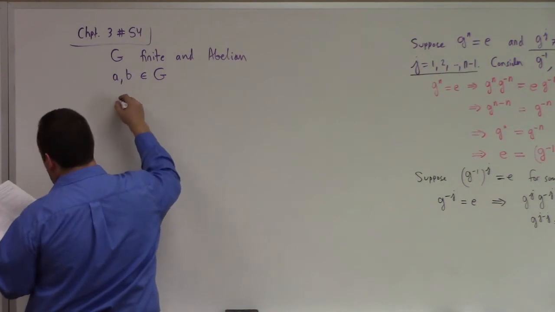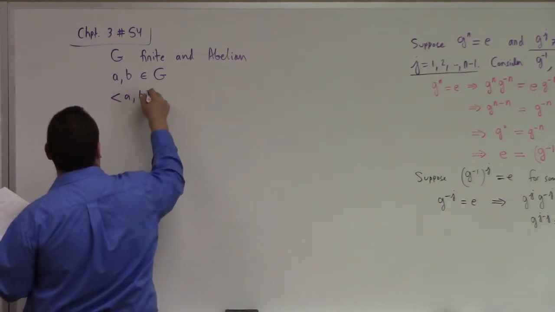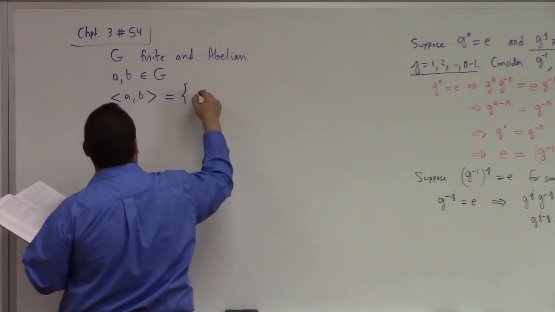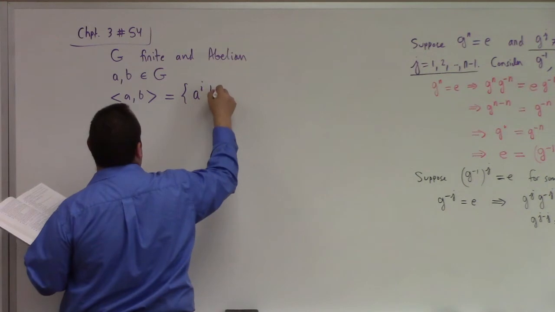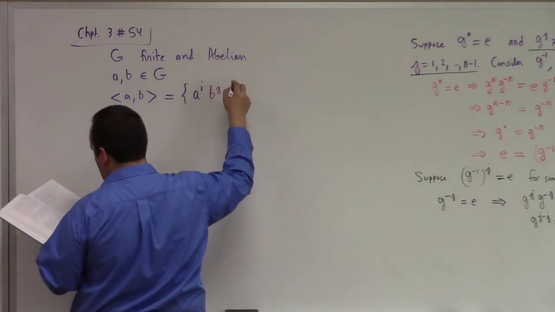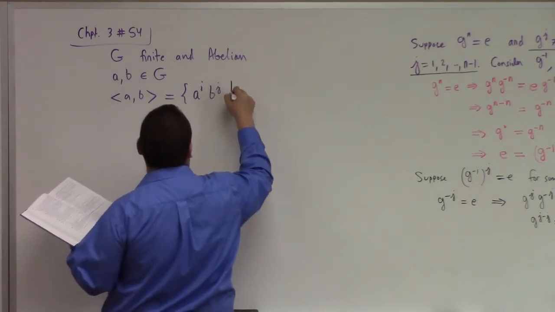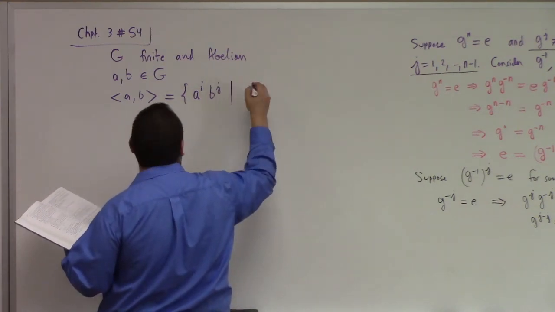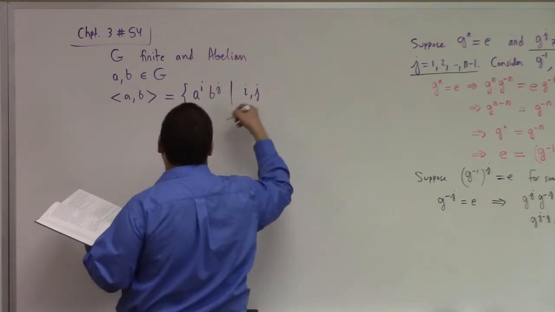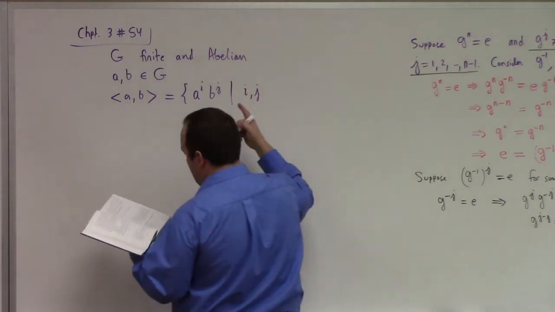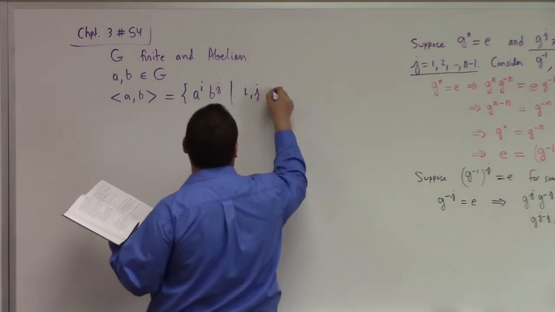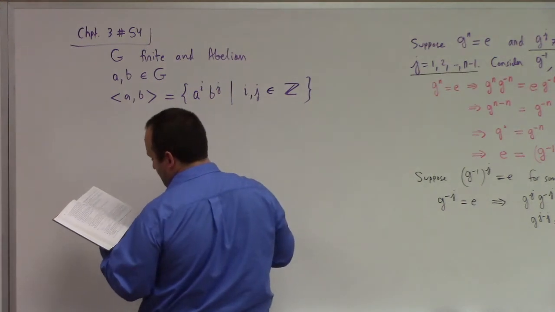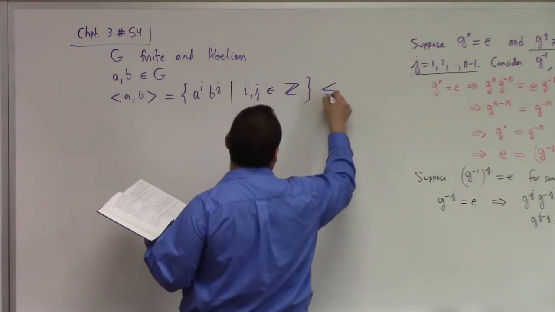And he defines for us the set generated by A and B. It's a slight twist on what we've been talking about, the cyclic subgroup generated by one element. Here it's not a cyclic subgroup, since a cyclic subgroup has just one generator. This is a subgroup generated by two elements, A^I B^J, with I and J elements of Z, the integers. And he wants us to show that this is a subgroup of G.